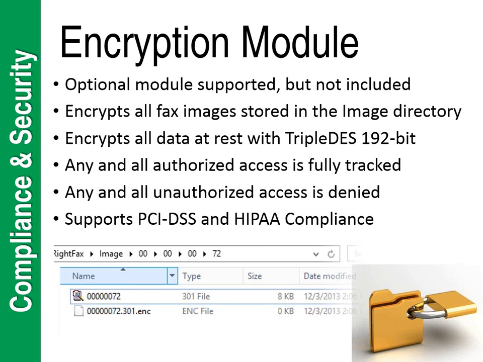So when anyone looks at a fax image at any given point, and the only real method they can use to access it at this point is the RightFax tools, it'll be tracked in the history, the show history of the fax. Any and all unauthorized access is just denied. So if someone goes after the image folder, copies it over, and tries to open it, they can't.